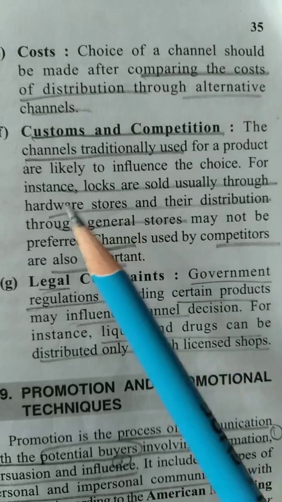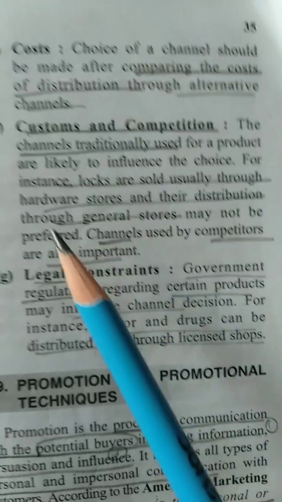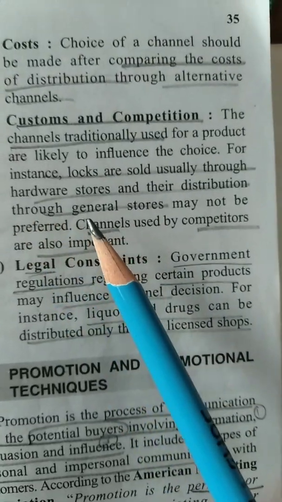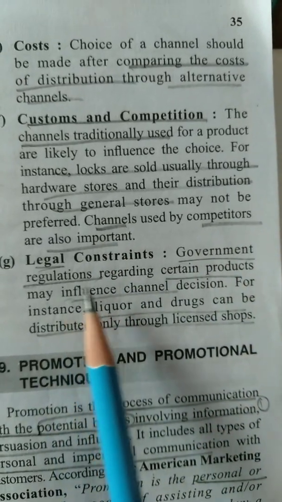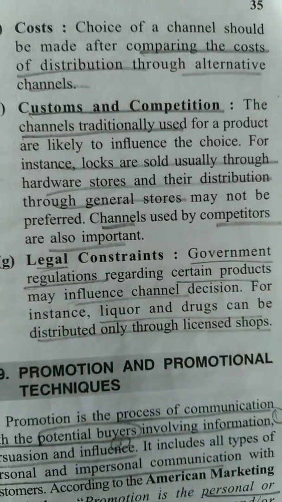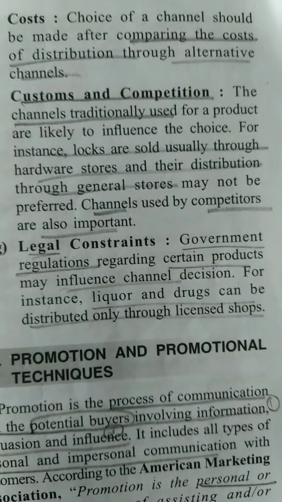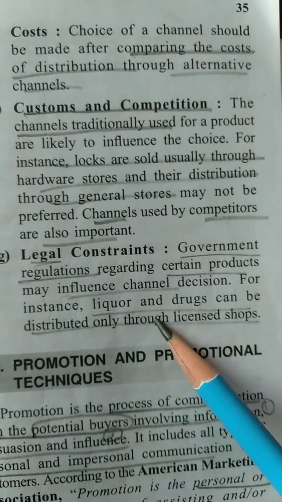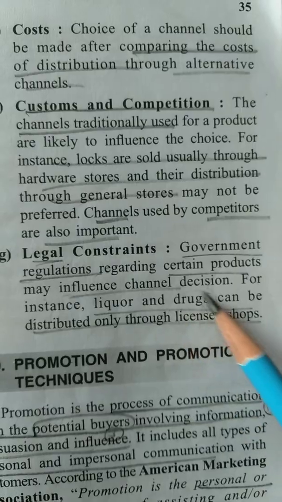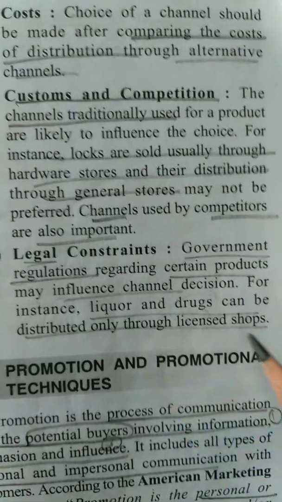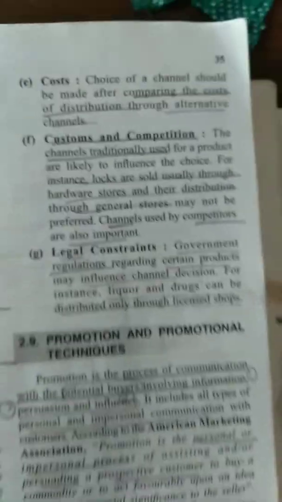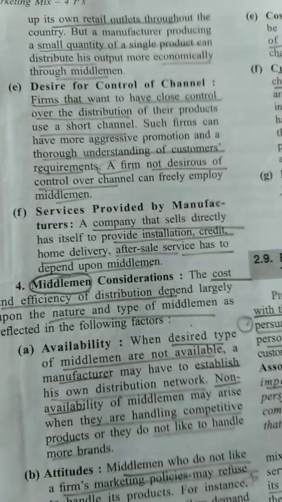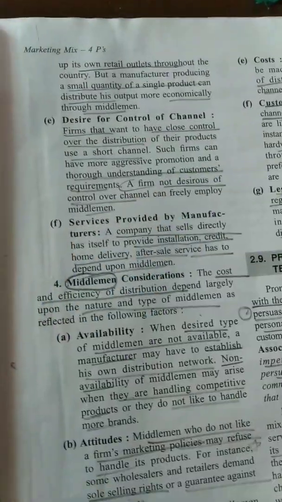If you want to sell locks or iron goods, then they are sold through hardware stores, otherwise they could be sold through general stores. The next is legal constraints. Sometimes the government also places legal restrictions on the selling of products. If you want to sell liquor or drugs, means medicines, then you have to open licensed shops, otherwise you cannot sell it directly. So these are the factors that determine the choice of channel of distribution.